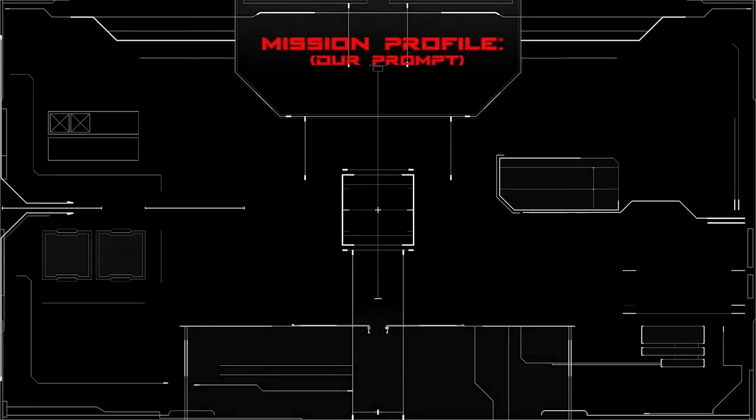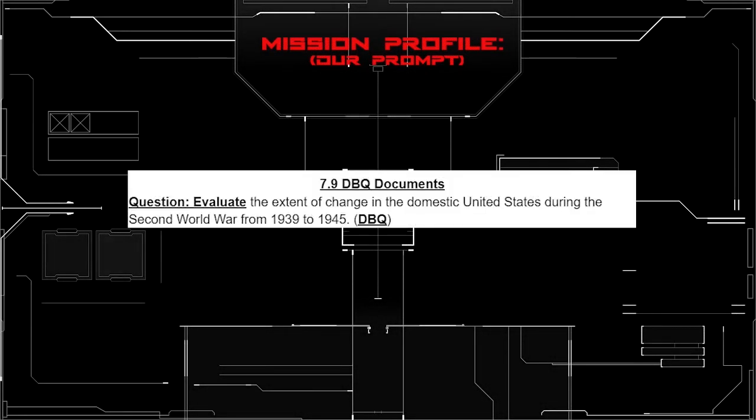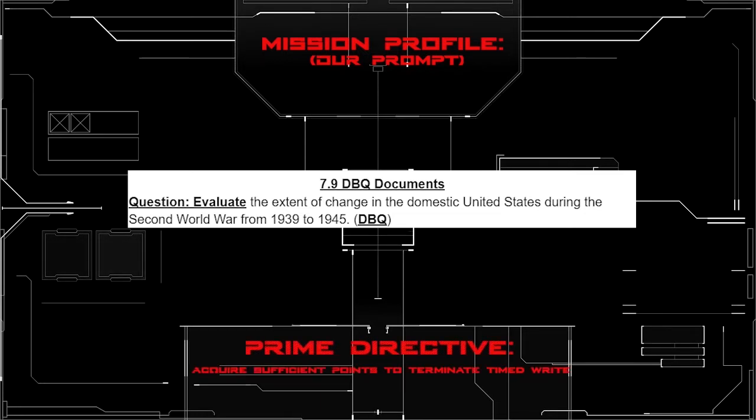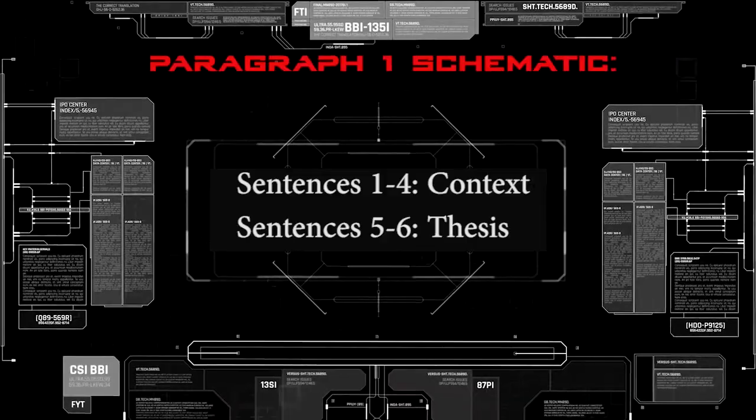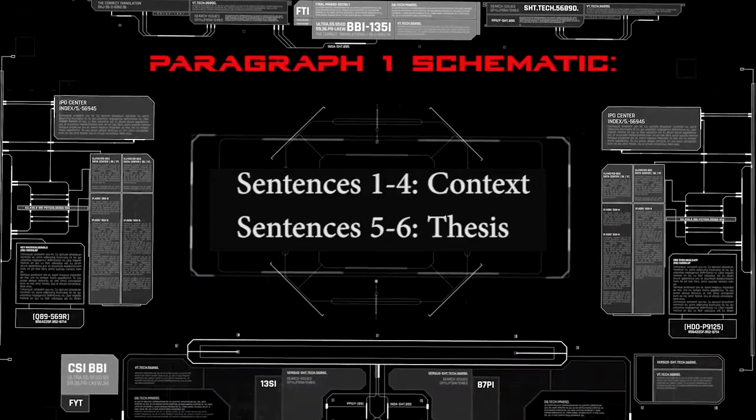So here comes our DBQ materials. It comes from period 7, and the prompt reads, evaluate the extent of change in the domestic United States during the Second World War from 1939 to 1945. Let's draw our plan. So here is our schematic for the first paragraph.